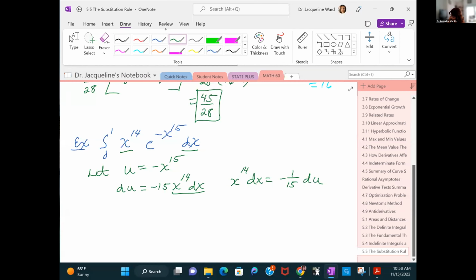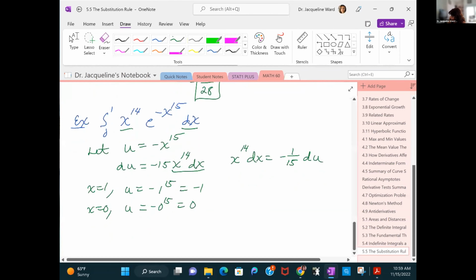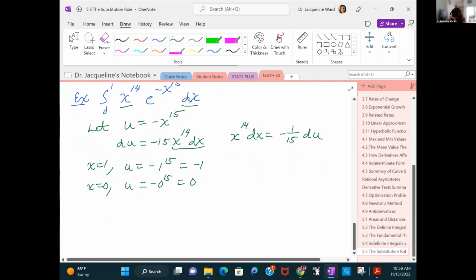And then we also need to deal with the limits. So for x is 1, you do 1 to the 15th, that's 1, times a negative 1 is negative 1. Zero to the 15th is zero. So you've got zero. So put your new limits, and now you've got e to the u times negative 1/15 du.